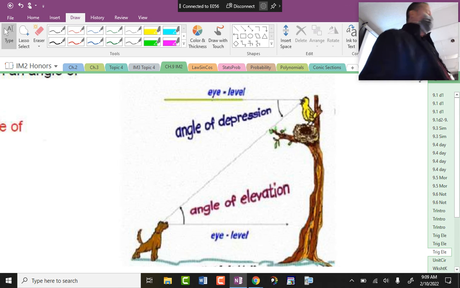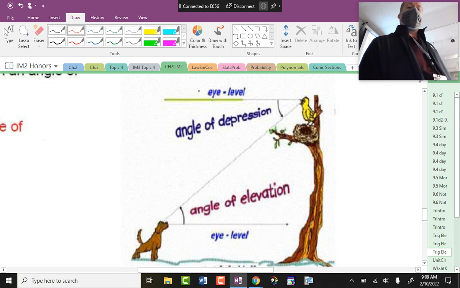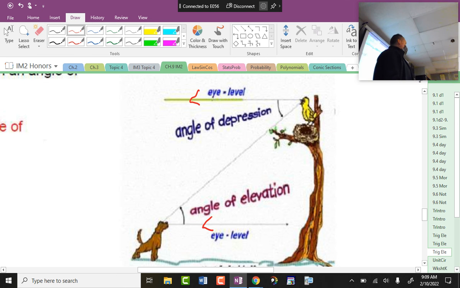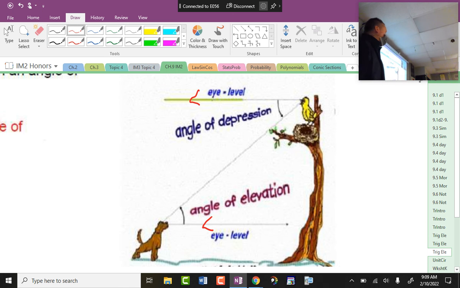So the real proof is, let's do if-then: if two lines are parallel and cut by a transversal, then the alternate interior angles will be congruent. That's the full statement, and I'm not writing all that.